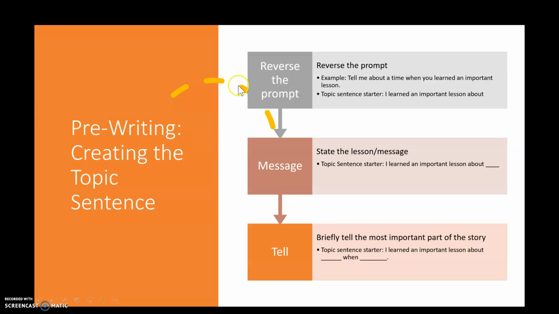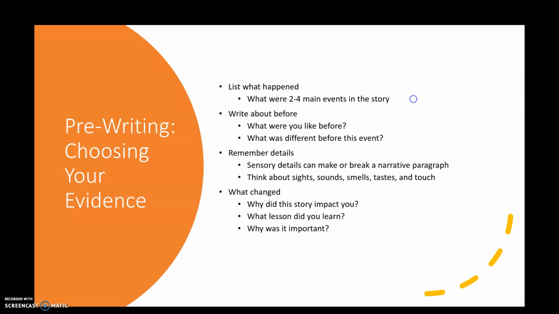So to create the topic sentence, the first thing you're going to do is reverse the prompt. For example, if your prompt was "tell me about a time when you learned an important lesson," you might start it by going, "I learned an important lesson about," and then you're going to want to put in the message. So about what? What was the message that you found in those previous questions? I learned an important lesson about blank. And then tell a brief version of the story. I learned an important lesson about blank when what happened.